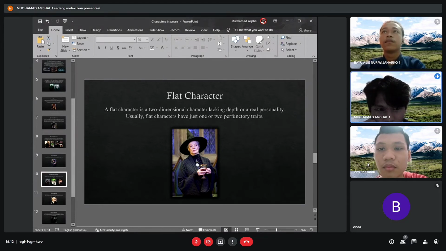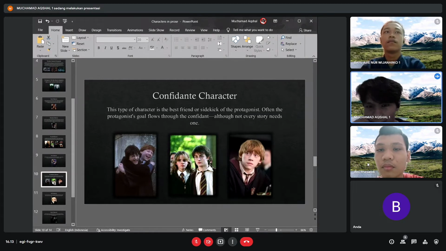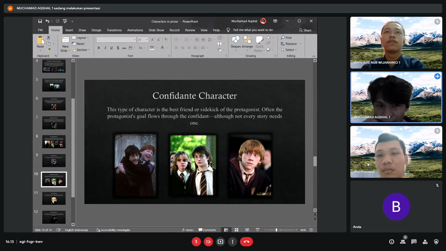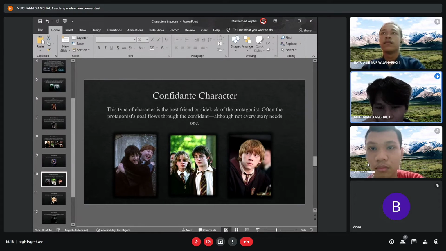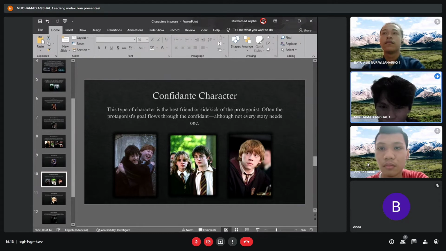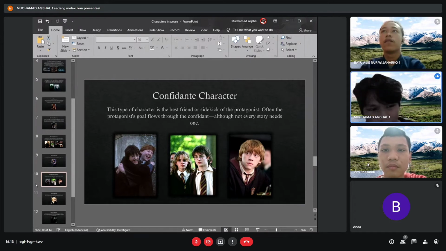The next one is confidant character. This type of character is the best friend or the sidekick of the protagonist. Often the protagonist's goals flow to the confidant, although not every story needs one. And these are the examples of the confidant characters like Ron Weasley from Harry Potter and Hermione Granger from Harry Potter.